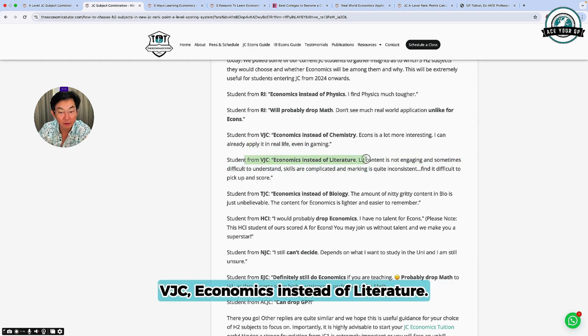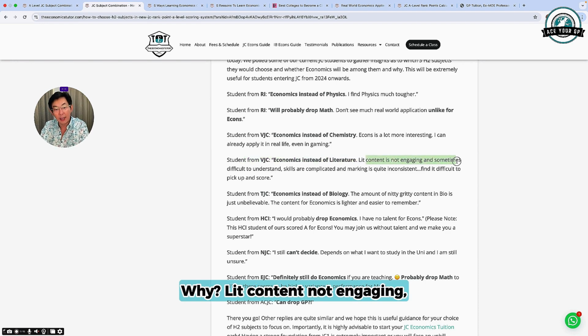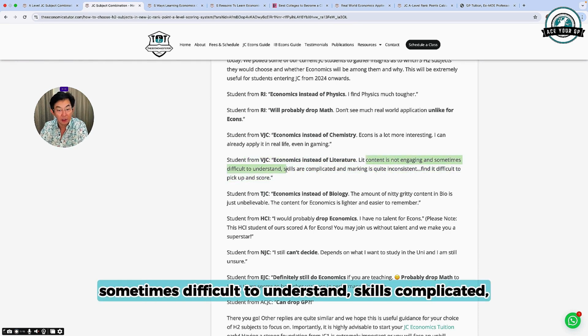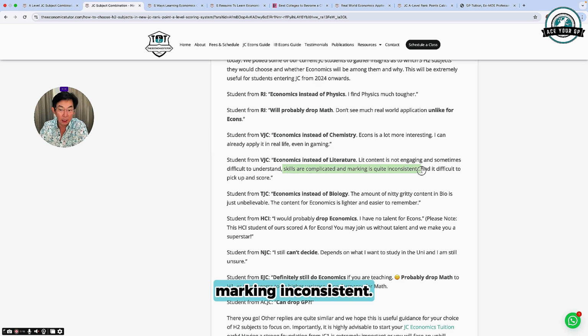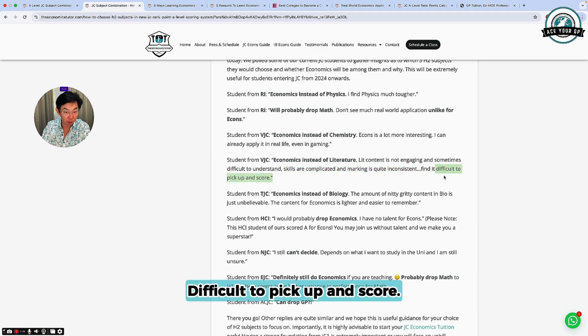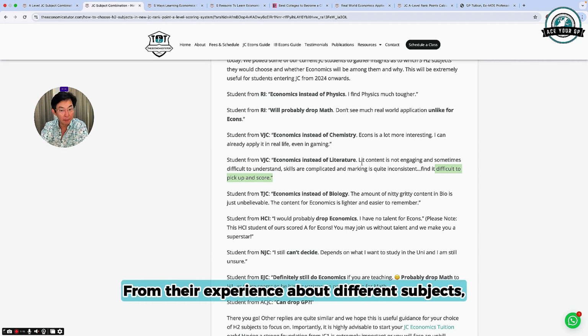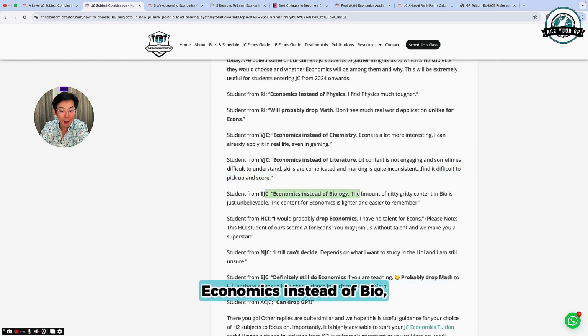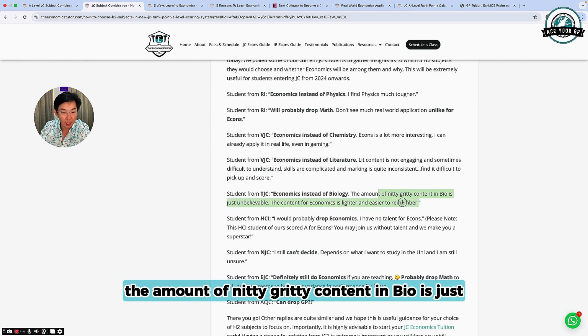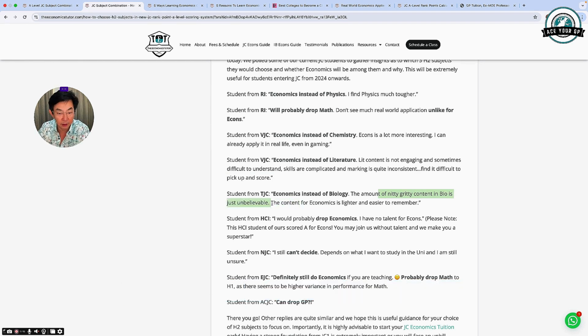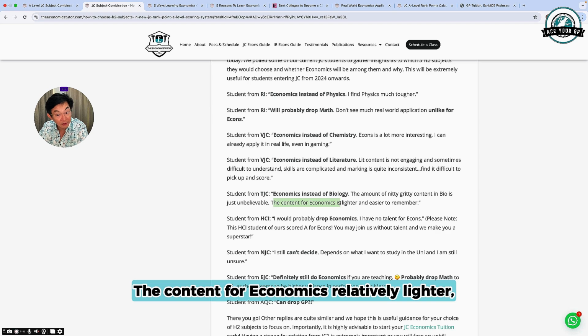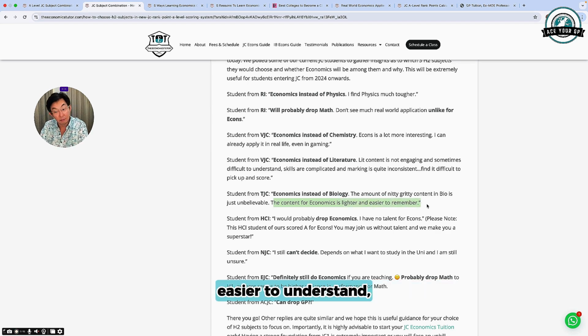VJC, economics instead of literature. Why? Lit content not engaging, sometimes difficult to understand, skills complicated, marking inconsistent, difficult to pick up and score. So already you've got some opinions, right, from their experience about different subjects. Economics instead of bio, the amount of nitty-gritty content in bio is just unbelievable. The content for economics, relatively lighter, easier to understand, easier to remember.